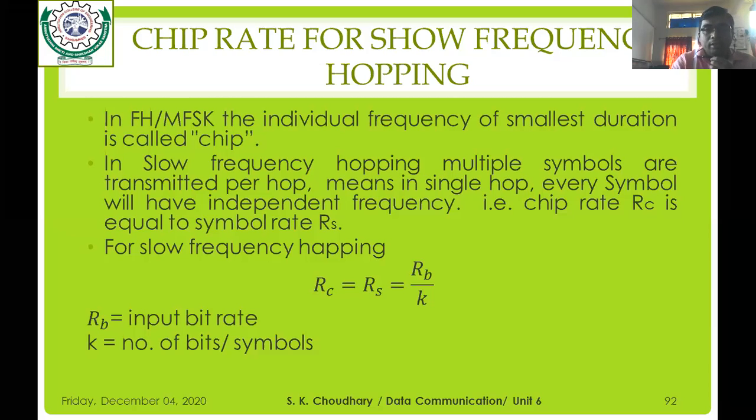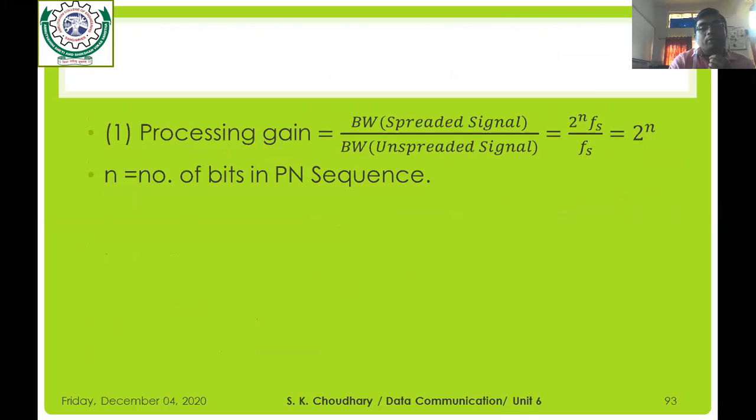Another parameter that we will learn in the MFSK signaling is processing gain. The processing gain is defined as the bandwidth of the spread signal upon the bandwidth of the unspread signal. Here the bandwidth of the spread signal is 2 raised to the power n times fs, and the bandwidth of the unspread signal is fs. So it would finally be 2 raised to the power n. N is the number of bits used in the PN sequence. So these are the two important parameters that we have to learn in the case of the frequency hopping spread spectrum technique, and that is all about the slow frequency hopping.